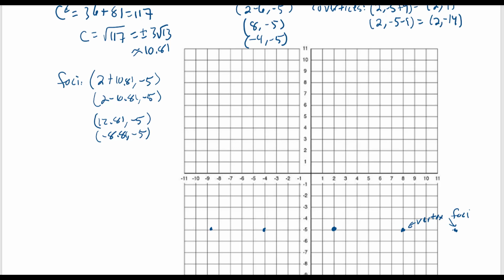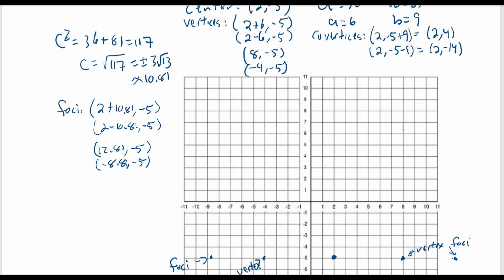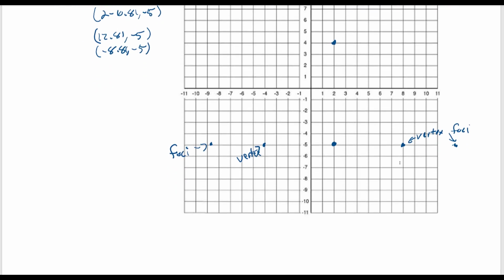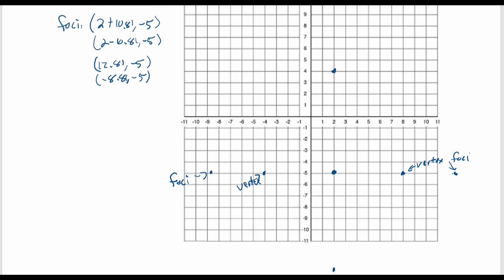And so I'm going to say foci. I'm going to say vertex. Then we have a co-vertex up at, well, it was up at (2, 4). Okay, (2, 4). That makes sense. 1, 2, 3, 4, 5, 6, 7, 8, 9. And then down the other direction to negative 14. So we're looking at down to about, let's see, 12, 13, 14, right about there, I estimate. So let's go ahead and draw ourselves the rectangle.